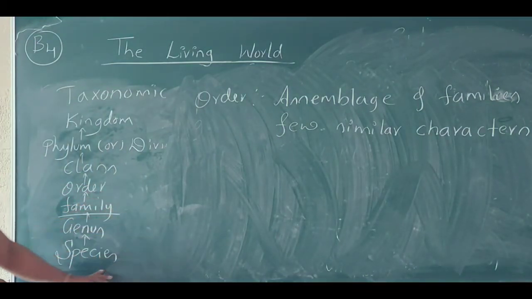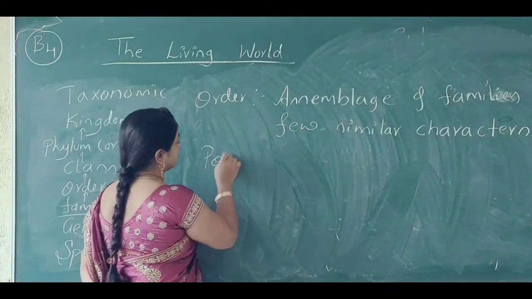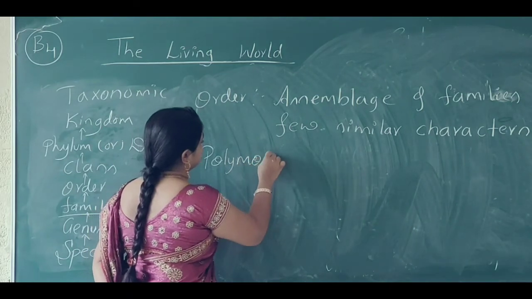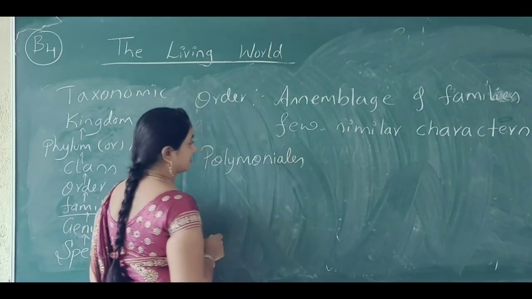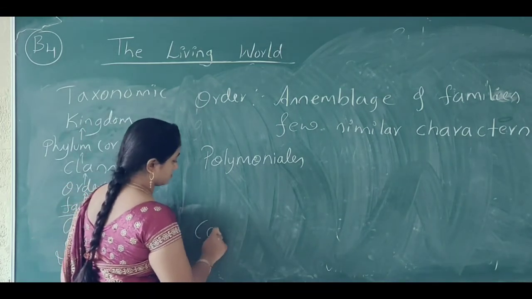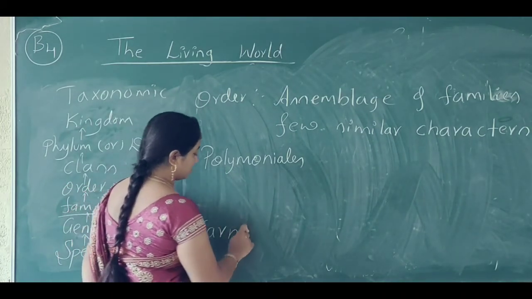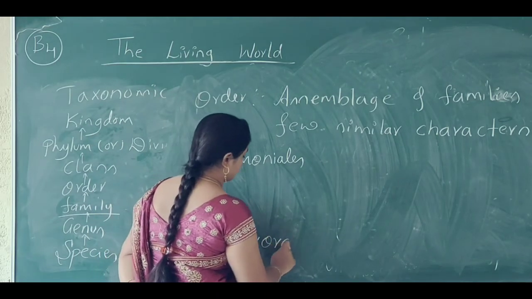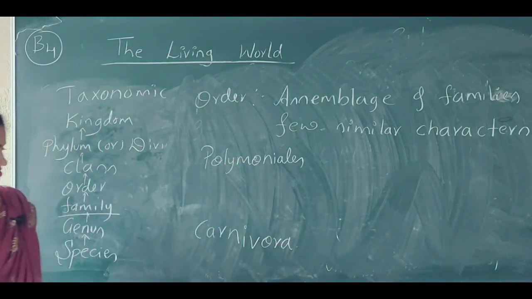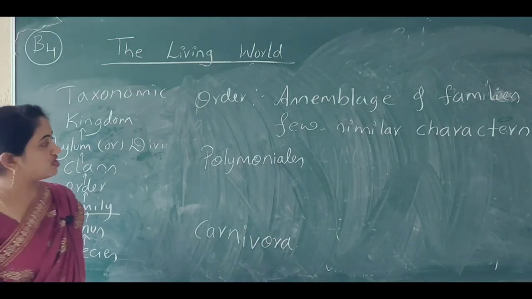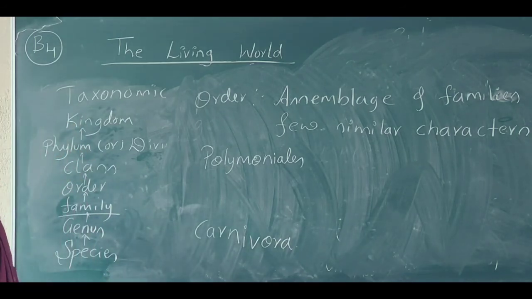A number of families come under the same order, either in plants or animals. So we'll take one example here. Polymoniales, one example from plants, and Carnivora, one example from animals. So Polymoniales and Carnivora are the names of orders.